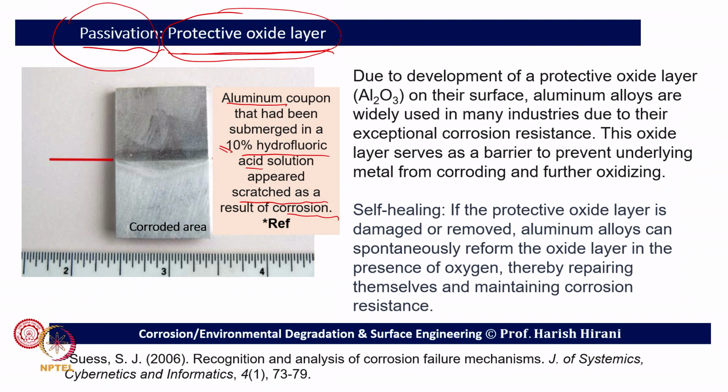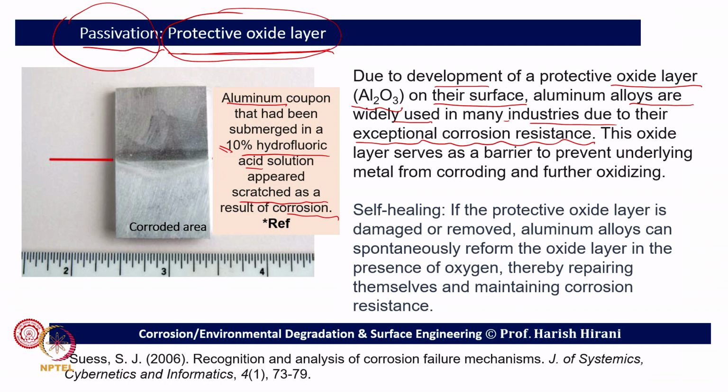So, what we can say in short is that due to the development of a protective oxide layer, aluminum oxide, on the aluminum surface, aluminum alloys are widely used in industries, right, and we can say they have exceptional corrosion resistance. In true sense, they do not have resistance. One or two, maybe say a few micron or nanometer layer thickness will be there, which will be the protective layer.